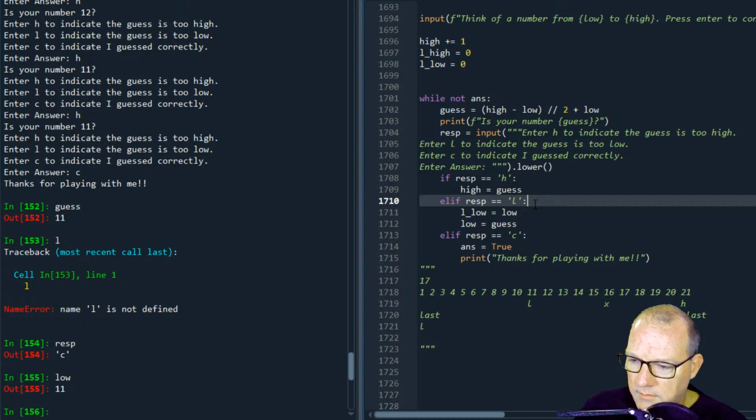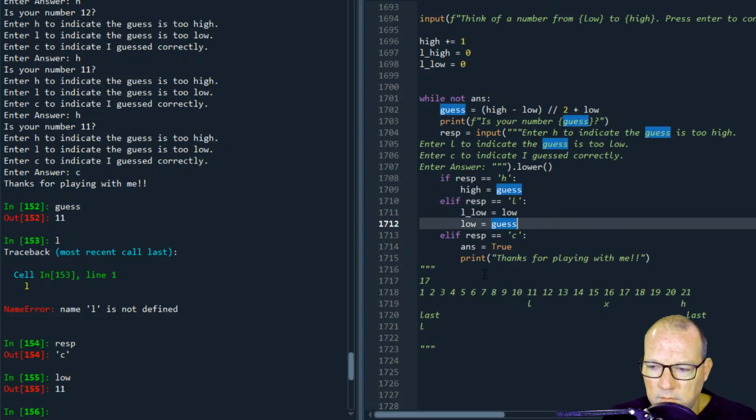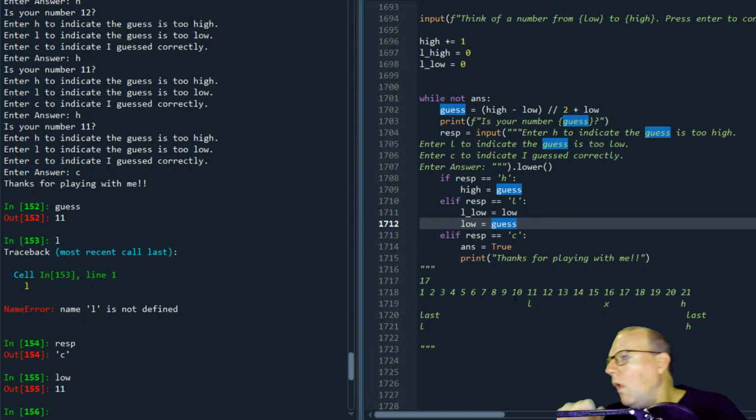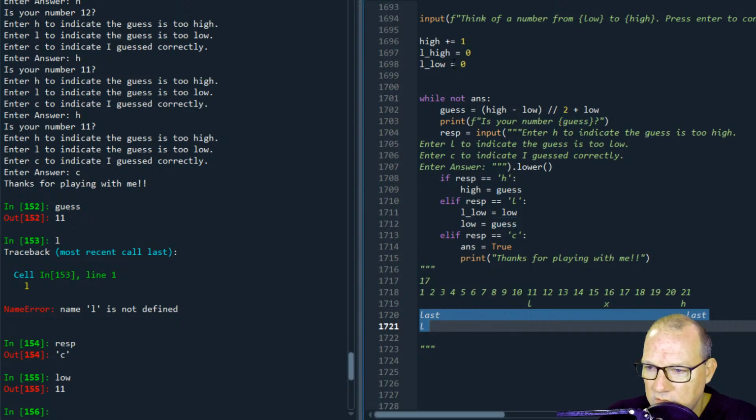And then if it's low, and then our guess, if our guess and our last low, because this is only moved once. We've only assigned this once.